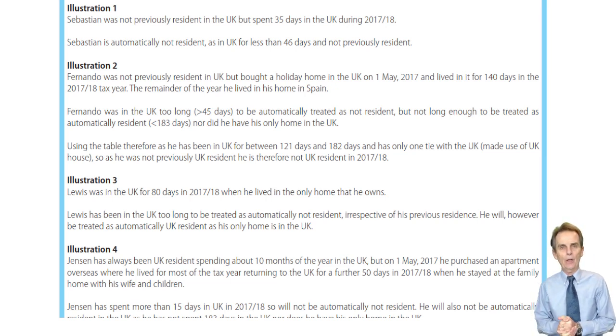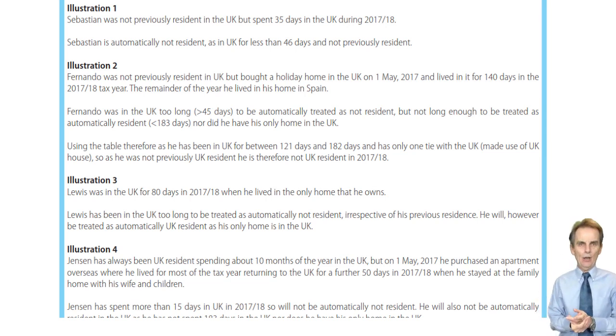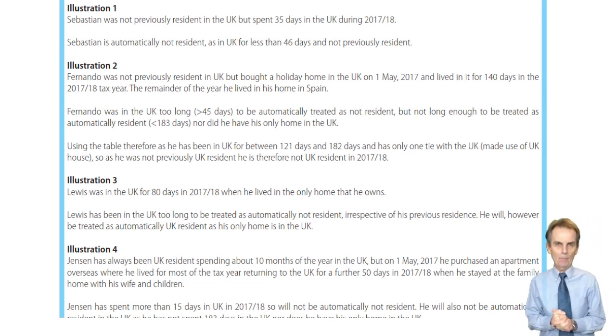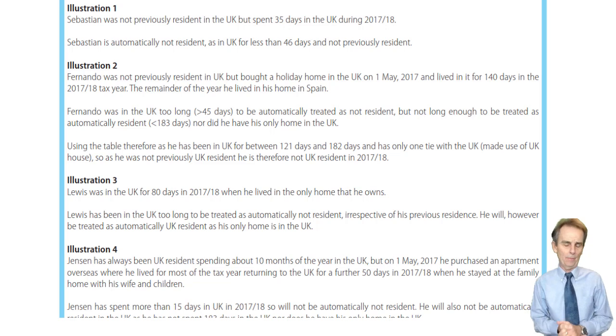And then, of course, if we are automatically not UK resident, based on the very few days that we spent in the UK, that automatically applies. End of story, not UK resident. If we don't qualify as automatically not UK resident, we then have to check, are we automatically UK resident? If so, again, that satisfies it, you are resident.